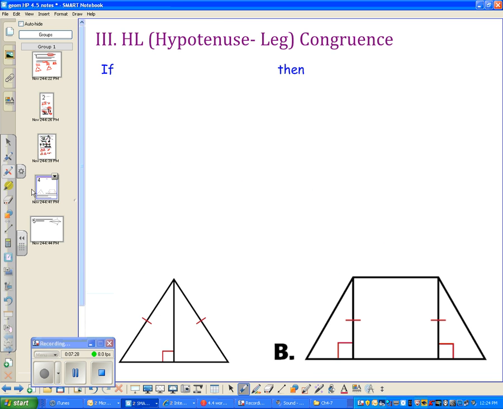The very last one is called HL. Okay, so we've talked about SSS, SAS, AAS, and ASA. Those are a lot. Now, all of a sudden, they throw in an HL at you. What the heck is going on? Well, HL stands for hypotenuse leg. And if you remember from earlier on in the year, hypotenuse talks specifically about right triangles. So we are only talking about right triangles here. That's the only type of triangle that this works for.